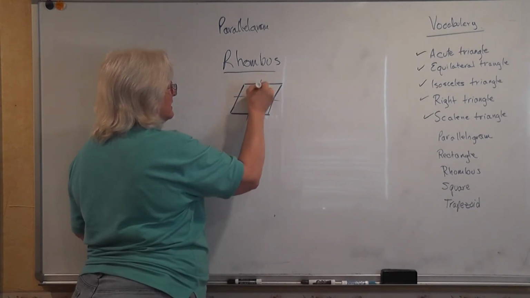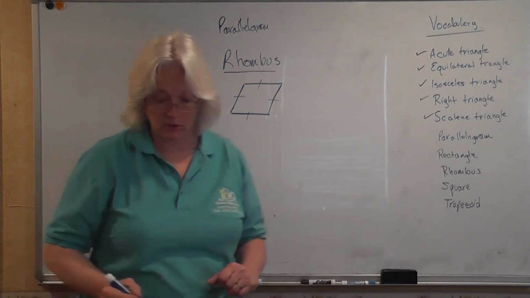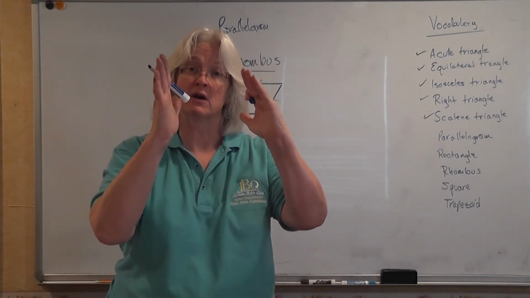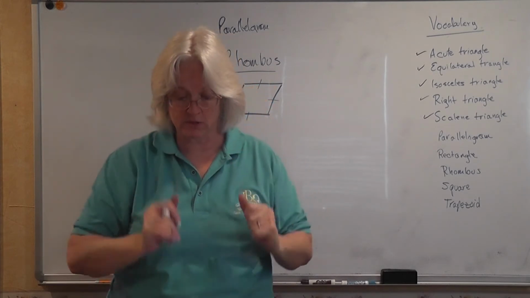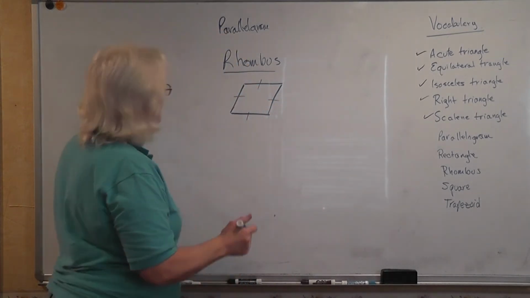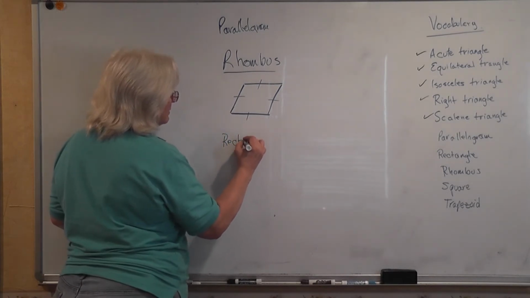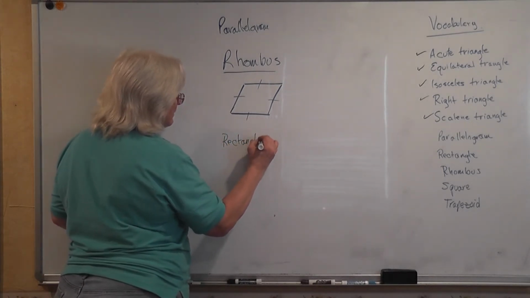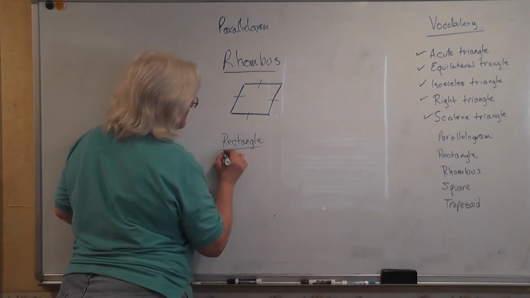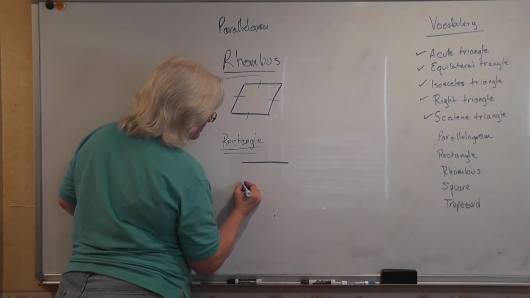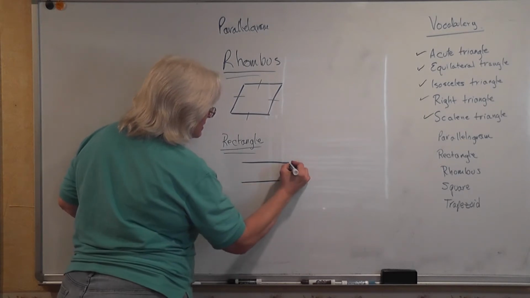All 4 sides have the same measure. What a rhombus is, it's like a square that's gotten tired and it sits to one side. You know what a rectangle is. A rectangle is a parallelogram, meaning that it has 2 pairs of parallel sides.